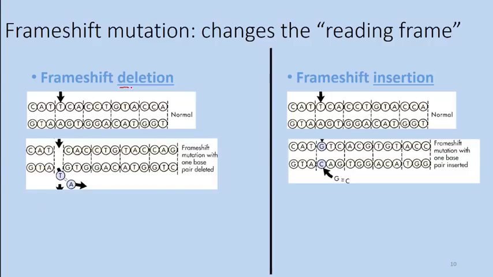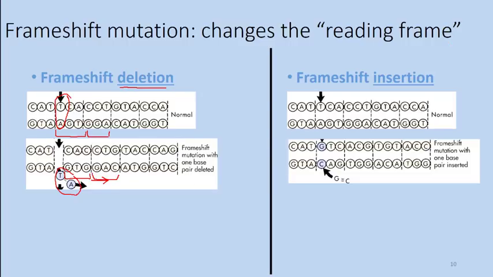In the case of a frameshift deletion, you can see here that thymine and adenine, this base pair, has been removed. And when it's removed, everything is going to shift downstream. So if you looked up here, this would have been a codon, this would have been a codon, all coding for a specific amino acid, but now it's shifted where this is our new codon, this is our new codon, and so on and so forth.